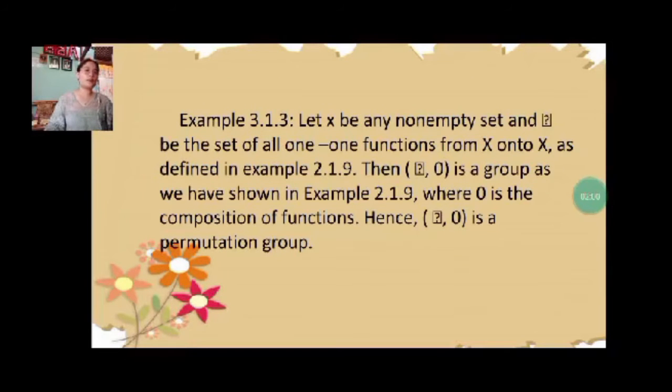So, example 3.1.3. Let X be any non-empty set and S sub n be the set of all one-to-one functions from X onto X. As defined in example 2.1.9, then S sub n with composition is a group, as we have shown in example 2.1.9, where composition is the composition of functions. Hence, S sub n with composition is a permutation group.